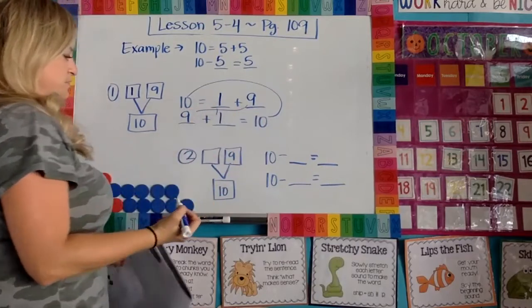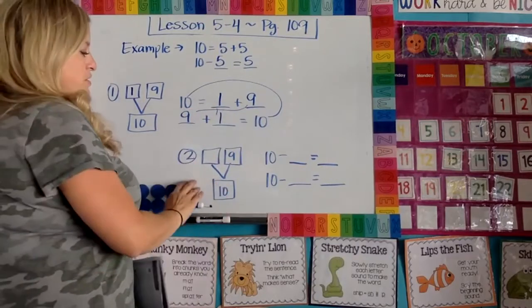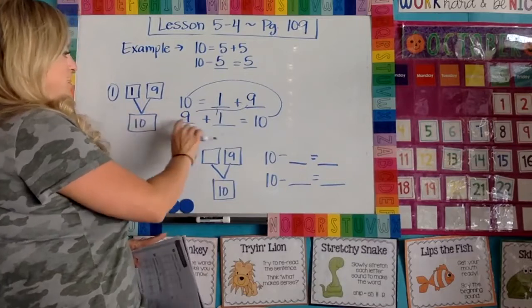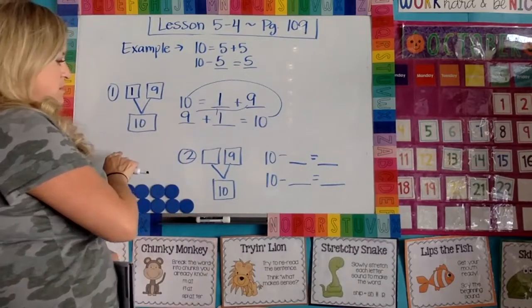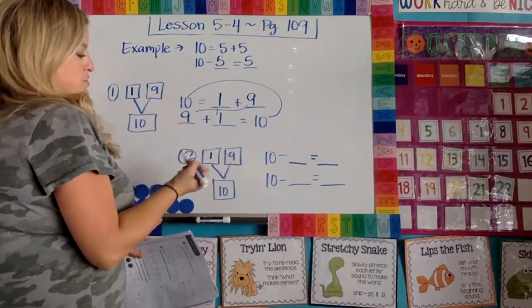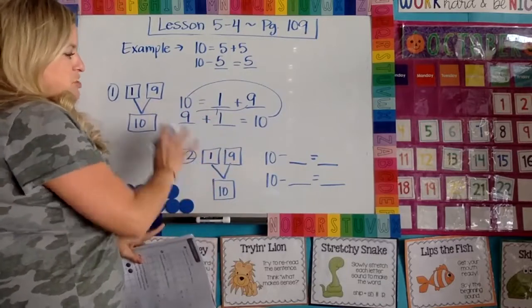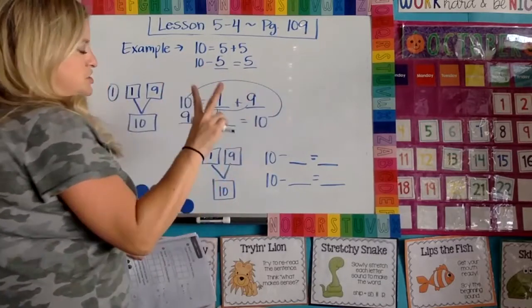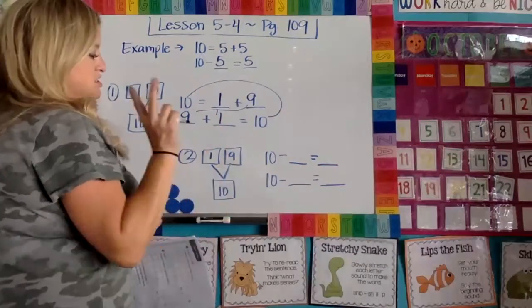Now here I'm doing subtraction. I know that 1 plus 9 is 10. So the only other number that can go in this bond is 1. It's the same player, different part. This is the 2 addition in the fact family. This is the 2 subtraction.